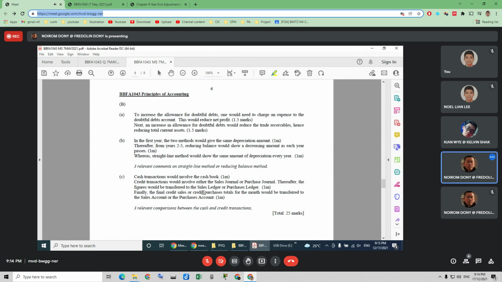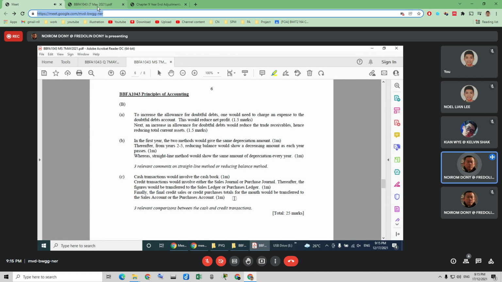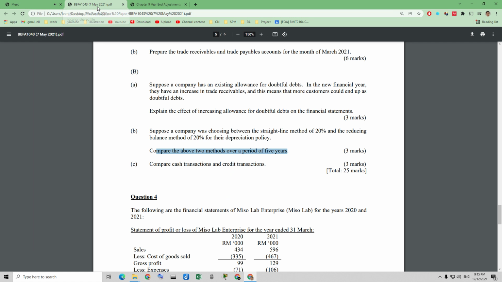Also in table form or must use sentences? In point form also acceptable. If they ask for the difference, if you do table form, you can get the marks. Table form can also. Yeah, can. Okay.